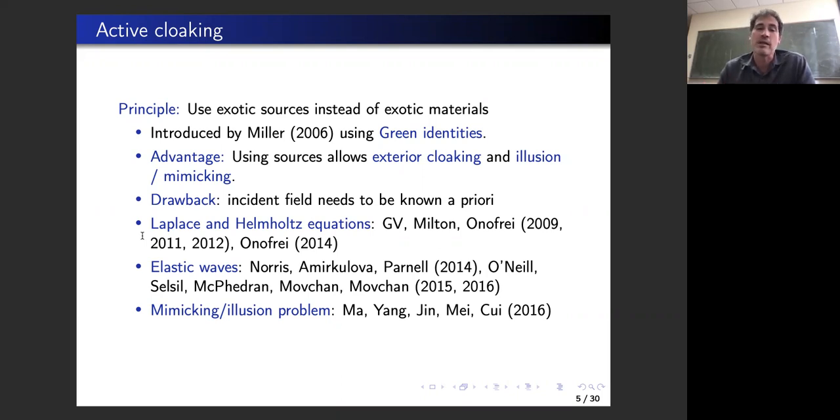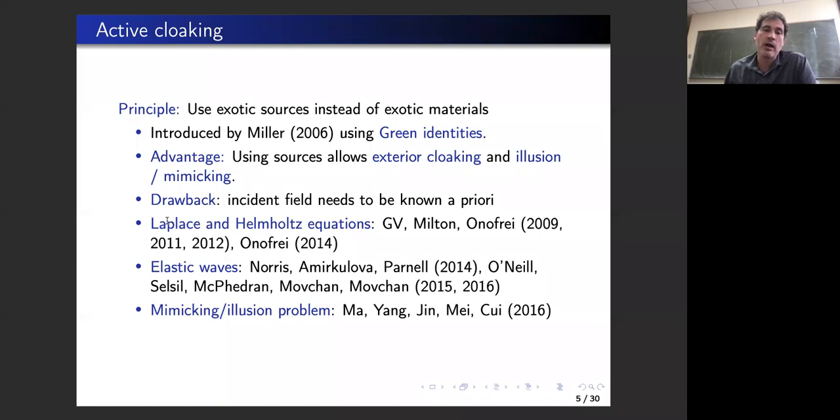The drawback is that you need to have some information about the incident field. This is not something that you need when you're doing the passive cloaking, like the classic transformation-based approach. You don't need to know what's coming in. It's guaranteed that for any field that's coming in, the cloak will look like a homogeneous medium. So it will hide whatever is in here. Here, we do need to know what the quote-unquote incident field is.